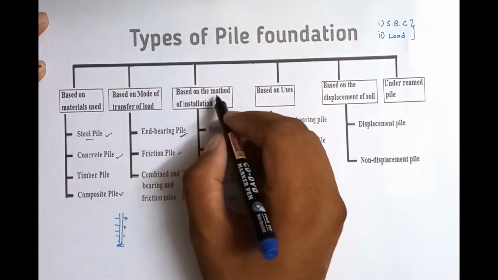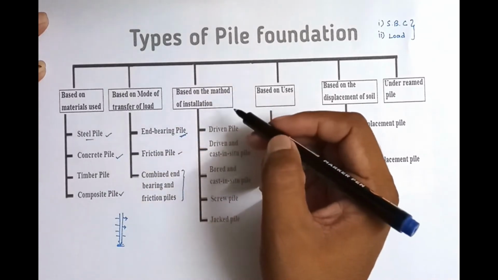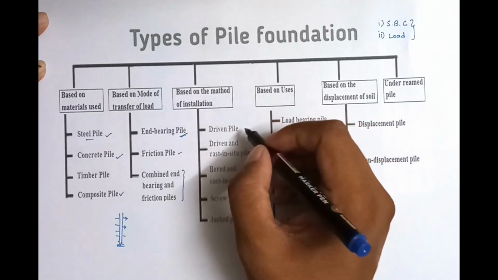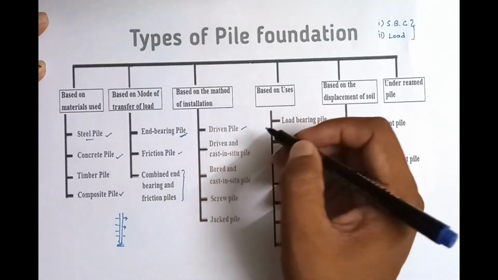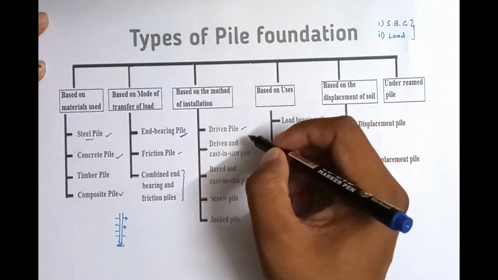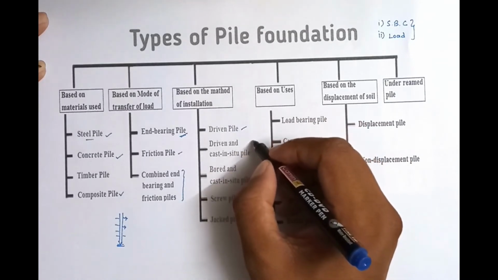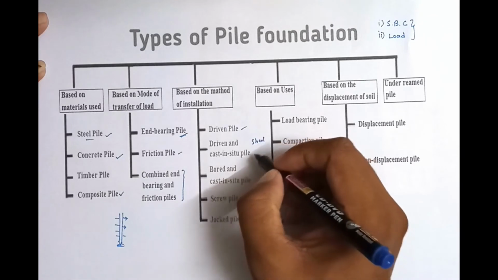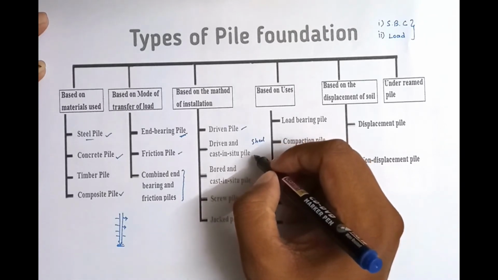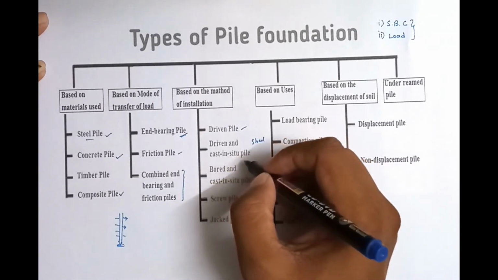Okay, next is method of installation, that is, how we can install the pile foundation. The first one is driven piles, where we drive the pile into the soil. Next, driven and cast in-situ piles. First we insert the shell into the soil. After that we pour the concrete into the shell. So that is driven and cast in-situ piles.